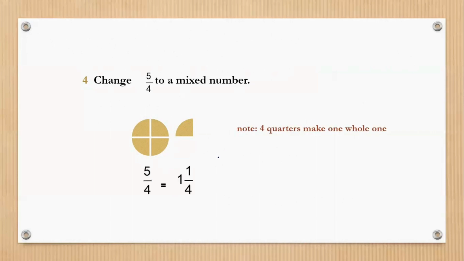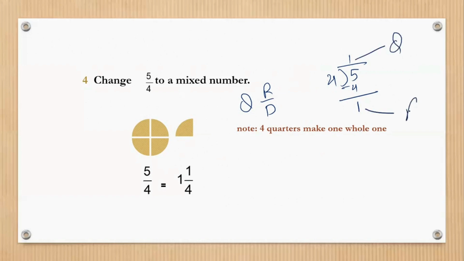So 5 by 4 is 1 and 1 by 4. The other way of doing this is we divide 5 by 4. So 4 ones are 4 and 5 minus 4 is 1. So we write this as Q R upon D, where Q stands for the quotient. This is your quotient, this is your remainder, and this is your divisor. So it is Q R by D. So Q is 1, and the remainder is 1 by 4, right?